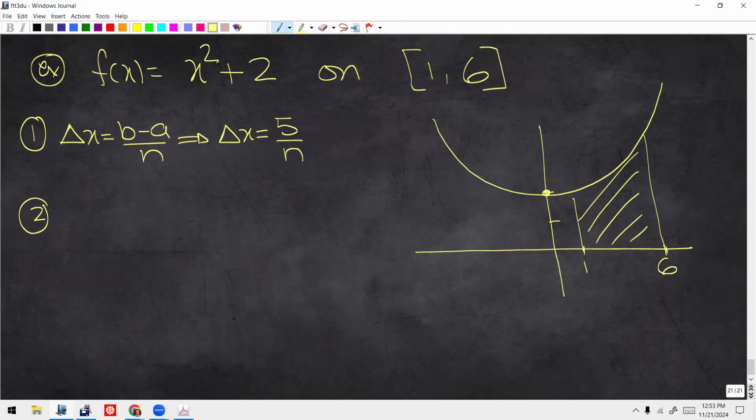Second thing is what? What do we find? The evaluation point where we want to find the height, right? Which was what? A plus k delta x. So what will that give me? Come on, tell me. What is x hat sub k?